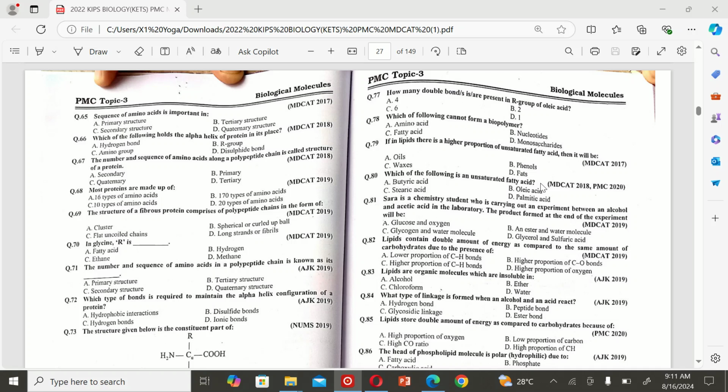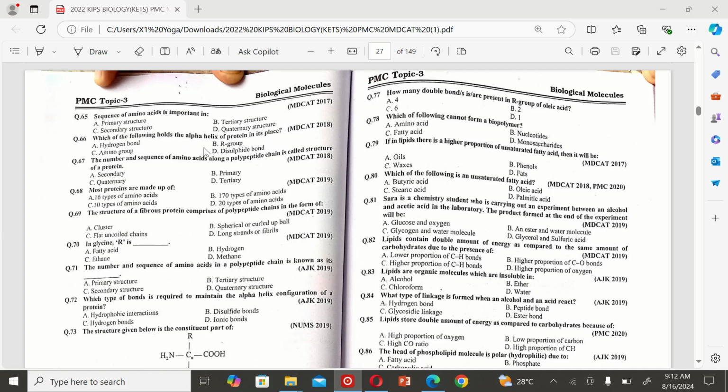Let's get started. The first MCQ is: sequence of amino acids is important in A. Primary structure, B. Tertiary structure, C. Secondary structure, and D. Quaternary structure. The correct option is A, primary structure. The next MCQ is: which of the following holds the alpha helix of protein in its place?